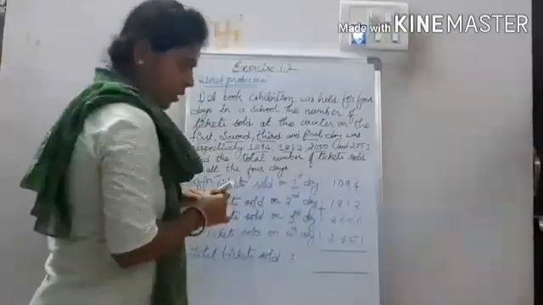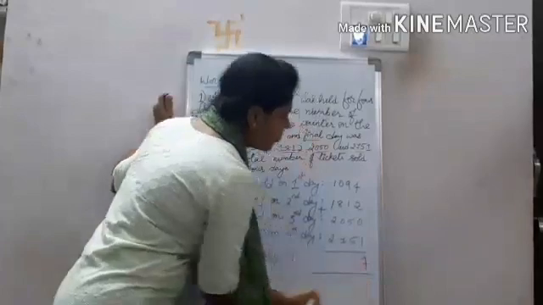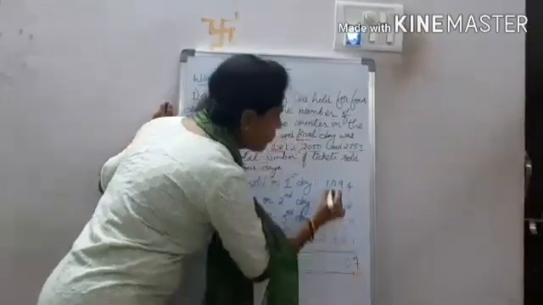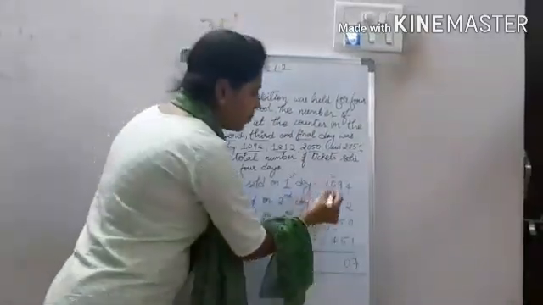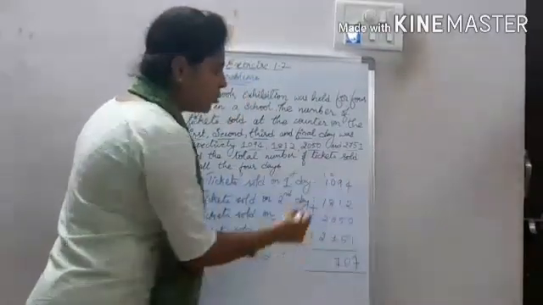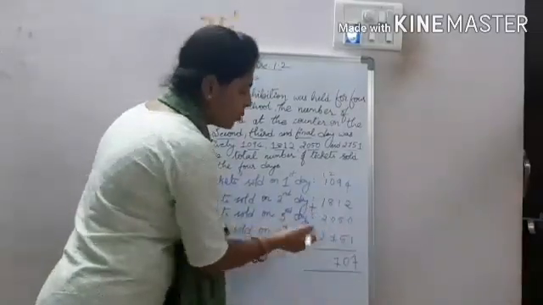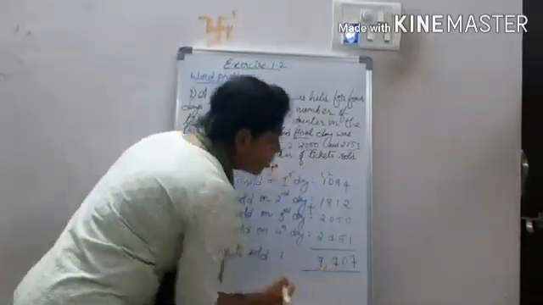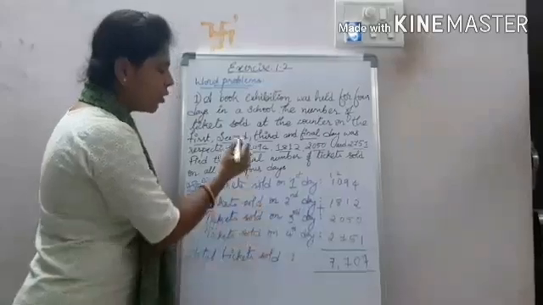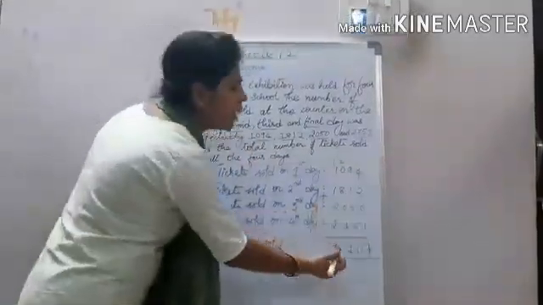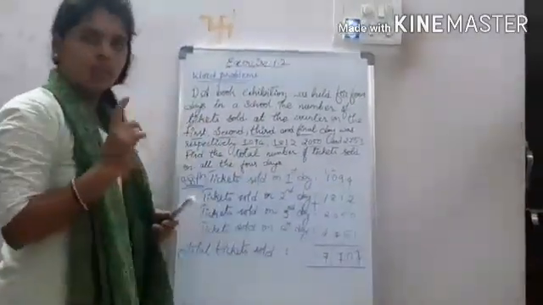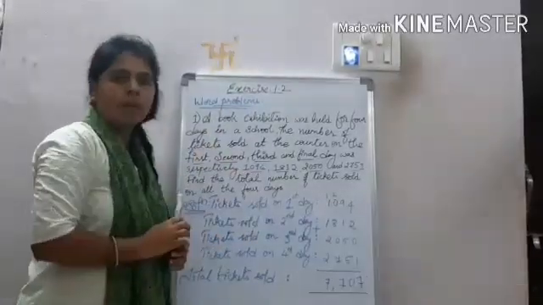4 plus 2, 6, 6 plus 1, 7. 9 plus 1, 10, 10 plus 5, 15, 15 plus 5, 20. So 2 carry here, and 2 plus 8, 10, 10 plus 7 is again 17 here, 1 carry, 1 plus 1, 2, 2 plus 1, 3, 3 plus 2, 5, 5 plus 2, 7. So the total you got is 7,707. So total tickets sold on 4 days is 7,707. So now total means you have to add. So you understood that. In this way you have to do the problem.